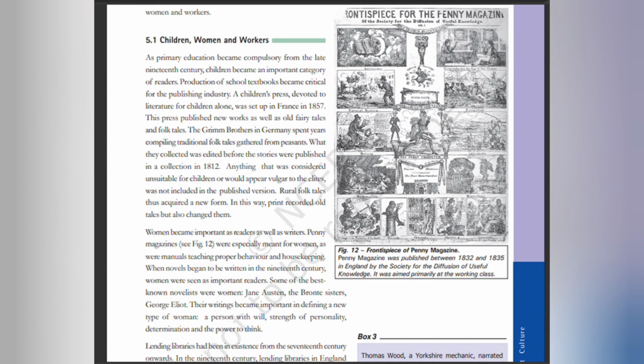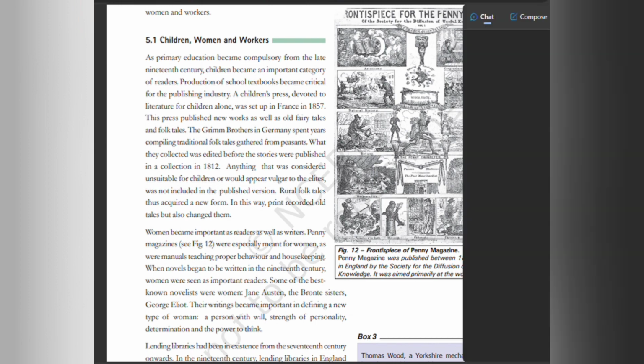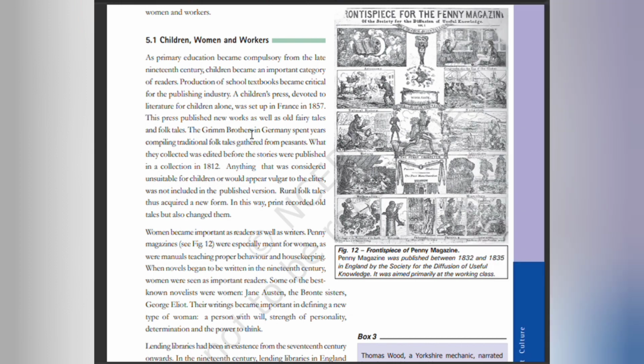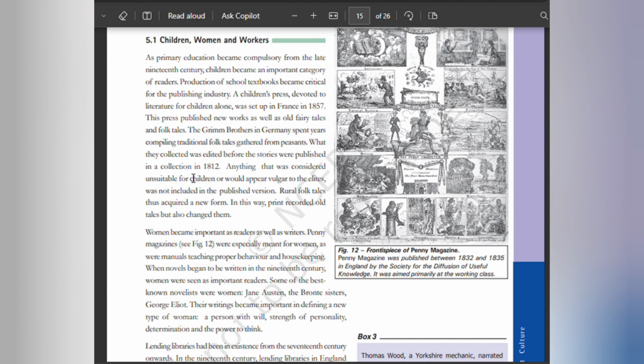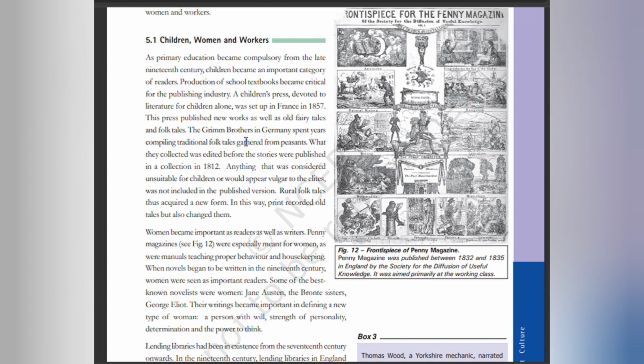A children's press devoted to literature for children alone was set up in France in 1857. This press published new works as well as the old fairy tales and folk tales. The Grimm brothers in Germany spent years compiling traditional folk tales gathered from peasants.